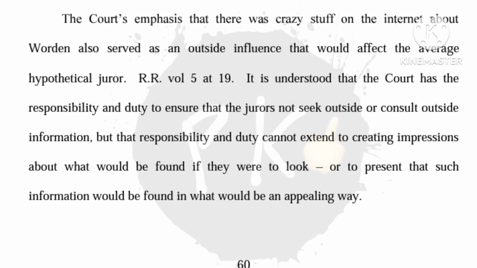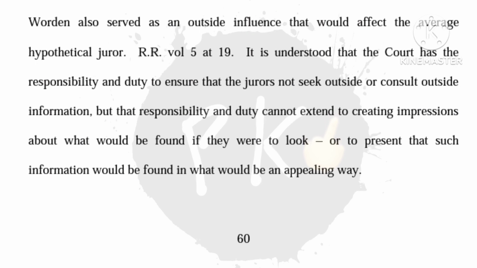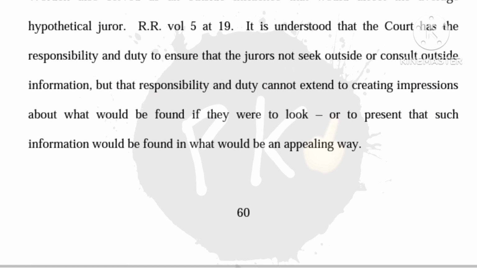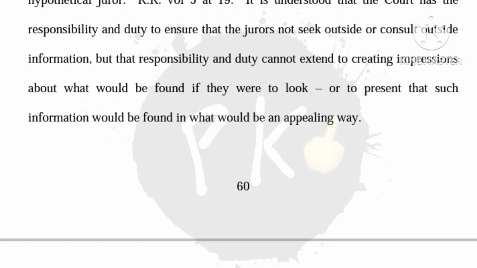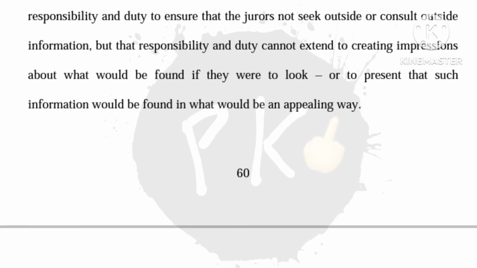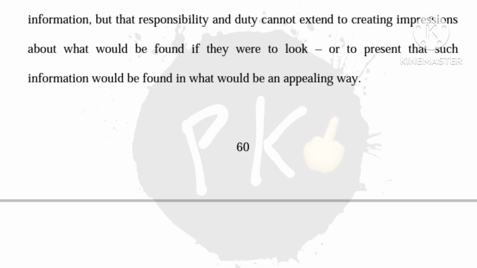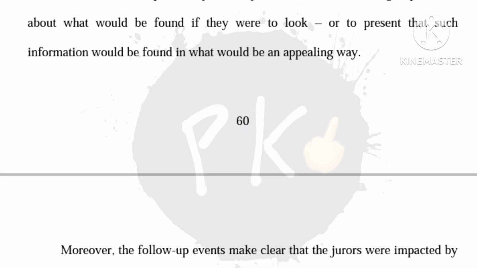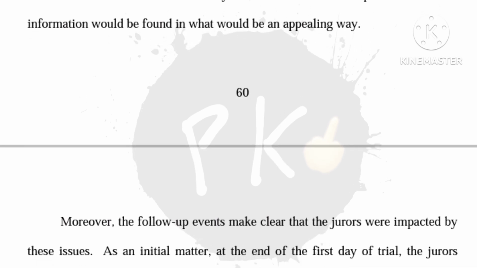The court's emphasis that there was crazy stuff on the internet about Worden also served as an outside influence that would affect the average hypothetical juror. It is understood that the court has the responsibility and duty to ensure that the jurors not seek outside or consult outside information, but that responsibility and duty cannot extend to creating impressions about what would be found if they were to look, or to present that such information would be found in what would be an appealing way.